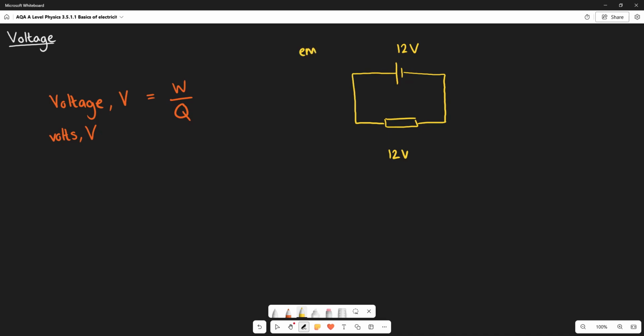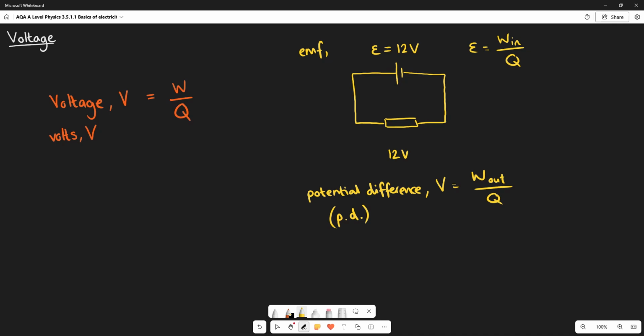We have EMF, represented by an epsilon, and that is energy that goes into the circuit per unit charge, and we have potential difference, usually written PD, which is energy coming out of the circuit.